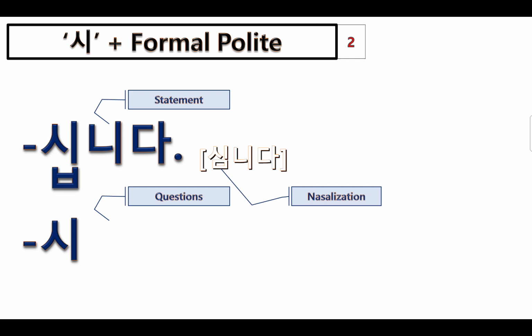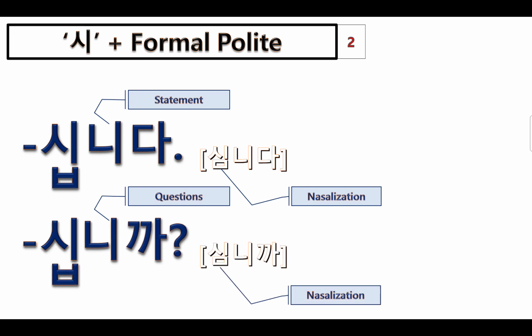How about question? Question is 버니까. So 버 goes down like this. So question 십니까, and pronunciation 십니까. 십니까. Okay. So these are she plus formal polite.